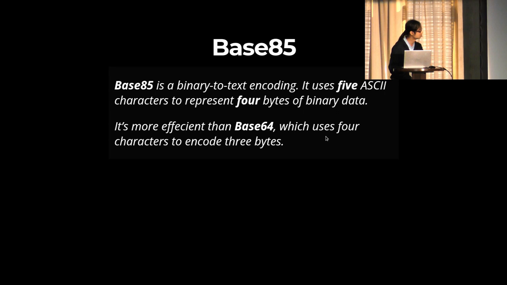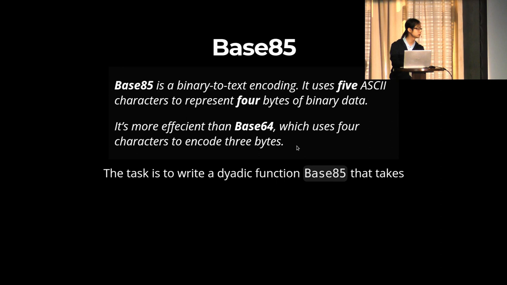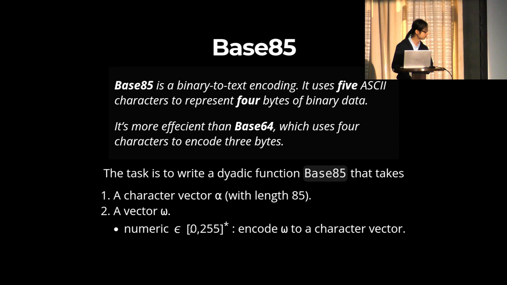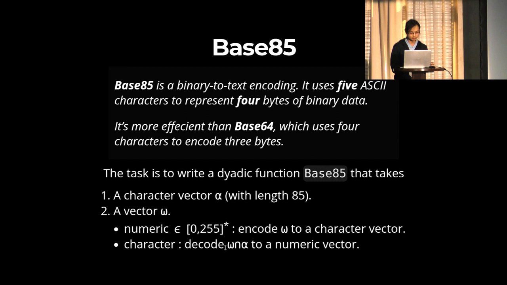And the task is to write a directive function, base 85, which takes a character vector as its left argument, and it's guaranteed that it is of length 85. And a vector as its right argument. If that vector is numeric, and it is guaranteed that it will be in the range of 0 to 255, we have to encode the right argument to a character vector according to the rule of base 85. If it is a character vector, we have to decode it. But before decoding, we have to make sure that we only decode the valid part of the vector.